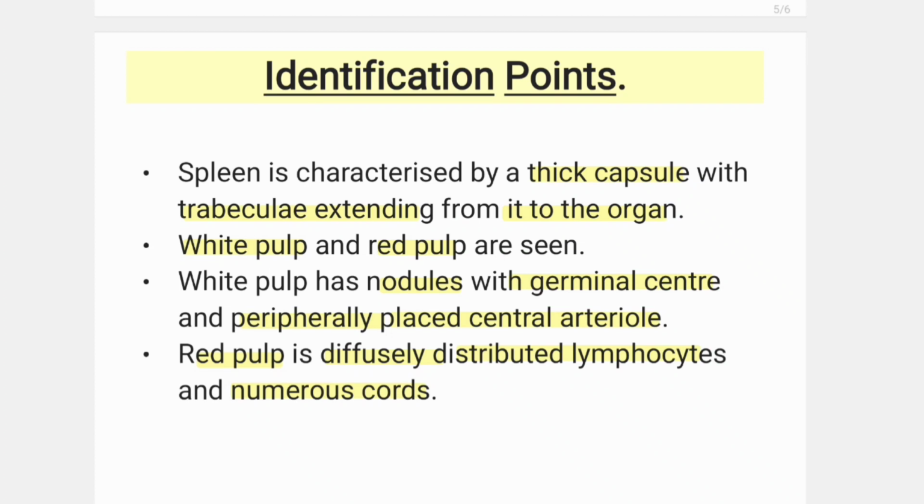The main thing which we have to identify in a slide of spleen is the red pulp and the white pulp. Now how can we identify white pulp? White pulp will have nodules with the germinal center and will have a peripherally placed central arteriole, and the red pulp will be distributed diffusely. With this we are ending our today's lecture.